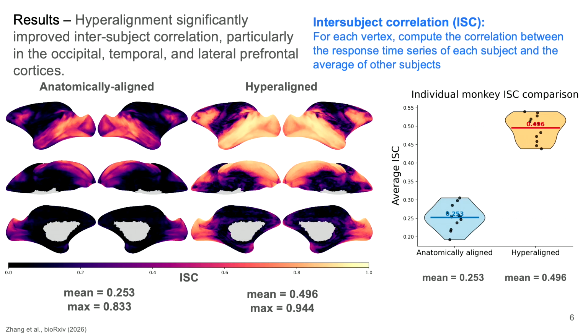The larger gains were in occipital, temporal, and lateral prefrontal cortex, which means the improvement is not confined to visual areas. So we are aligning higher-order cortex too, not just low-level responses to the movie. But higher correlation only tells us responses line up. Does what lines up actually carry information?